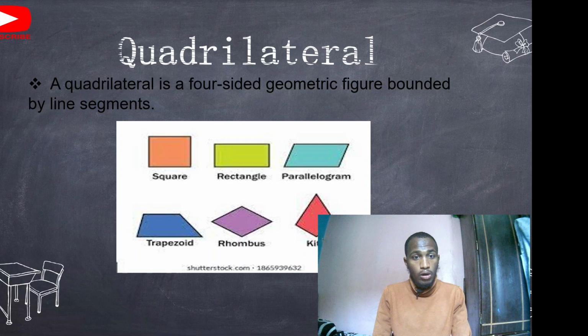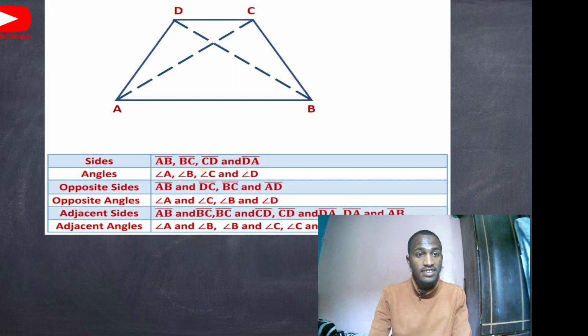So all the things in the figure, square, rectangle, parallelogram, trapezium, rhombus and kite, are quadrilaterals. What makes them the same? First, they all are quadrilaterals, and the sum of the interior angles of any quadrilateral is 360.